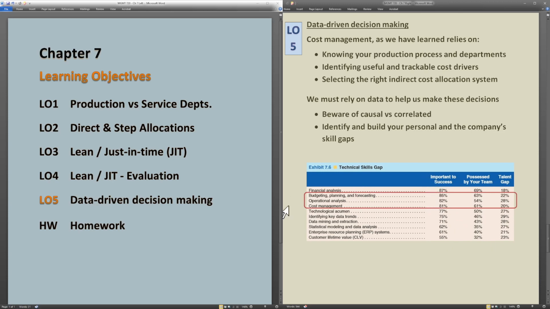Now we didn't study financial analysis, but that's part of accounting. That's the top one, not knowing how to read and do your financial statements. But the next three are all things we're doing here: operational analysis, cost management, and, in the next 4 chapters we're going to do, budget and planning. And notice that important to success, your team has it, and these are all big gaps.